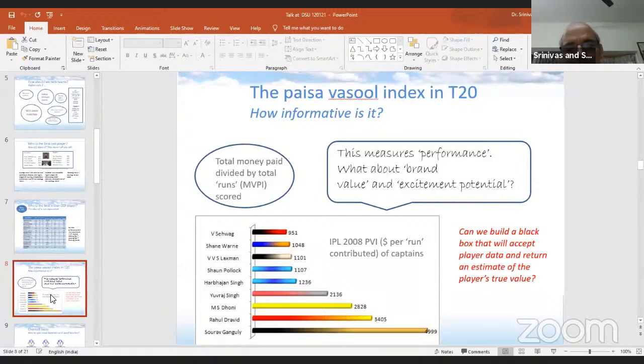So MVPI for the first match, MVPI for the second match, so I keep adding up. So if he plays all 14 matches, as he would, unless he's injured. MVPI in some sense is what he's giving the team. What is his contribution, right? In the numerator is what the franchise owner pays him. So if I divide the money paid to him by his MVPI, what I get is, for every run that he scores, and not a run with the bat but a run equivalent, for every MVPI that he scores, how much does he get paid?